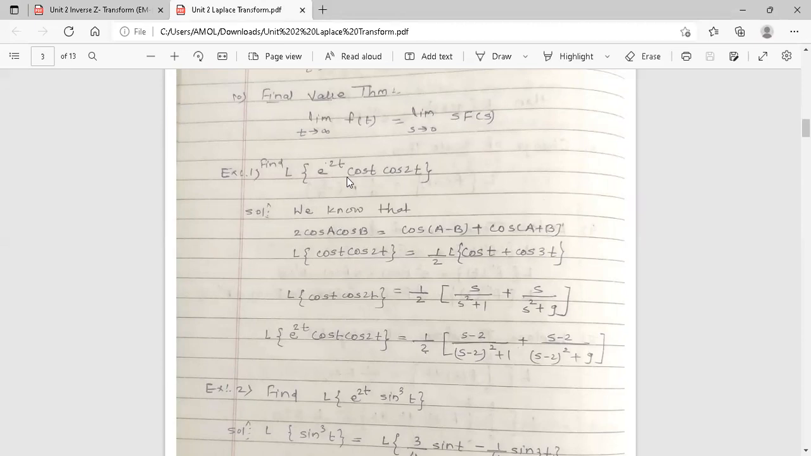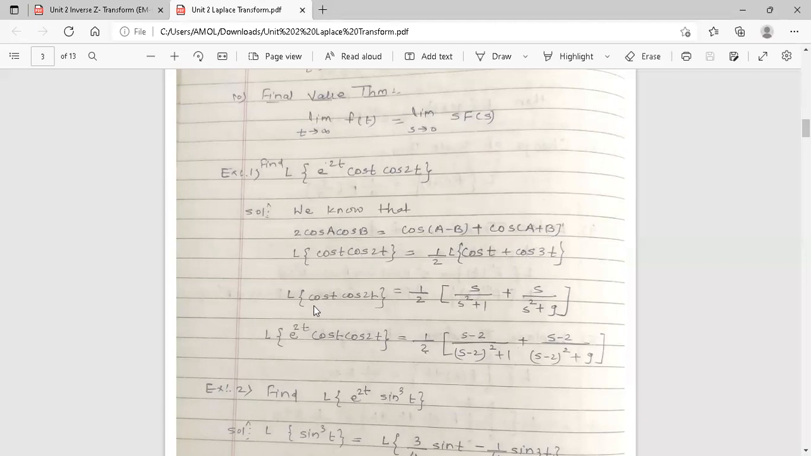So you convert these three functions in terms of two. How to convert? E raised to 2t as it is, cos t into cos 2t upon t. Here, you multiply and divide this term by 2: 2 cos t into cos 2t upon t. So here you can use the formula 2 cos A cos B, it is cos of A minus B plus cos of A plus B. So write, Laplace of cos t into cos 2t is equal to 1 by 2 into Laplace of cos of A minus B, 2t minus t is t, plus cos of A plus B, 2t plus t, divided by t. So it is cos 3t. Okay.